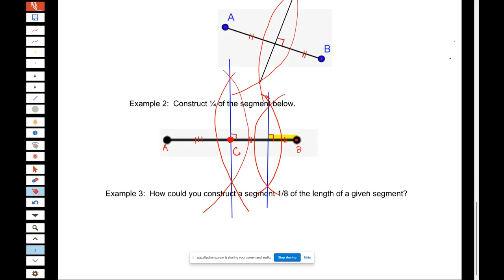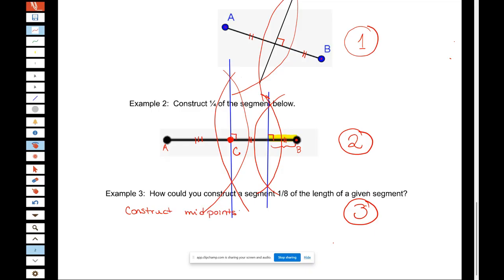Next, it says, how many times would you have to do this construction to get 1/8 of the given segment? Well, to get 1/2 of the given segment, we do the construction once. 1/4, we had to do it twice. So for 1/8, we would have to do it 3 times because we then have to divide this remaining part right here in half to get an 8. So construct midpoints or perpendicular bisectors 3 times. Half of a half of a half is what we'd have to do.